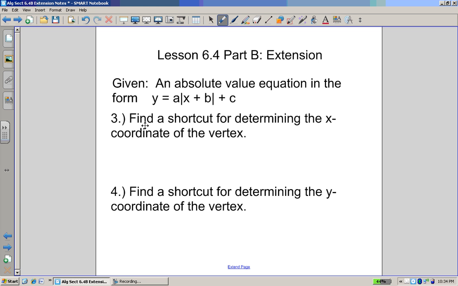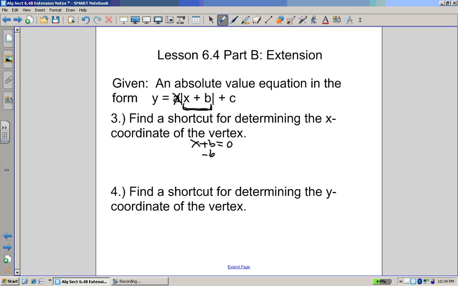Okay, find a shortcut for determining the x-coordinate of the vertex. Well, if you haven't figured this out already, A actually has no bearing on the vertex, because what we're trying to do is to find out exactly where this part, the absolute value, is equal to 0. So generally speaking, what we've been doing is to set x plus b equal to 0 and solve for x.